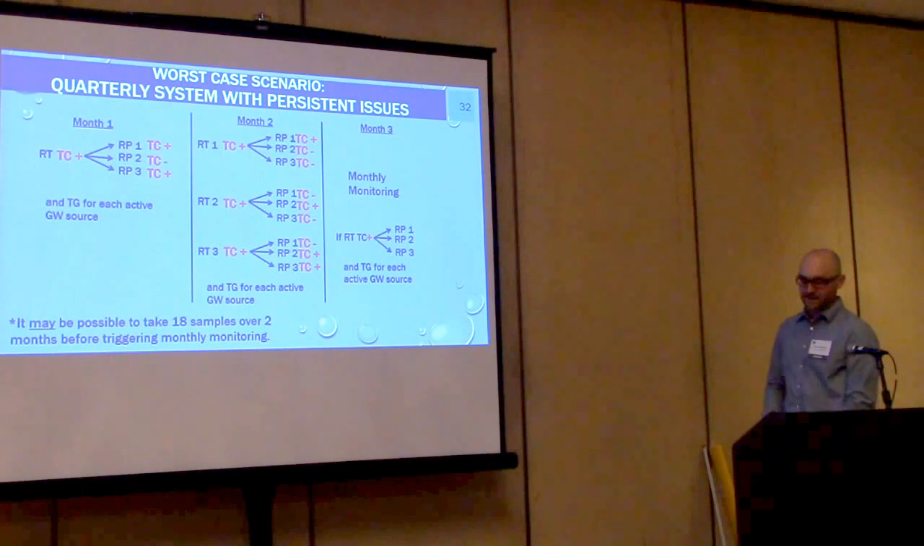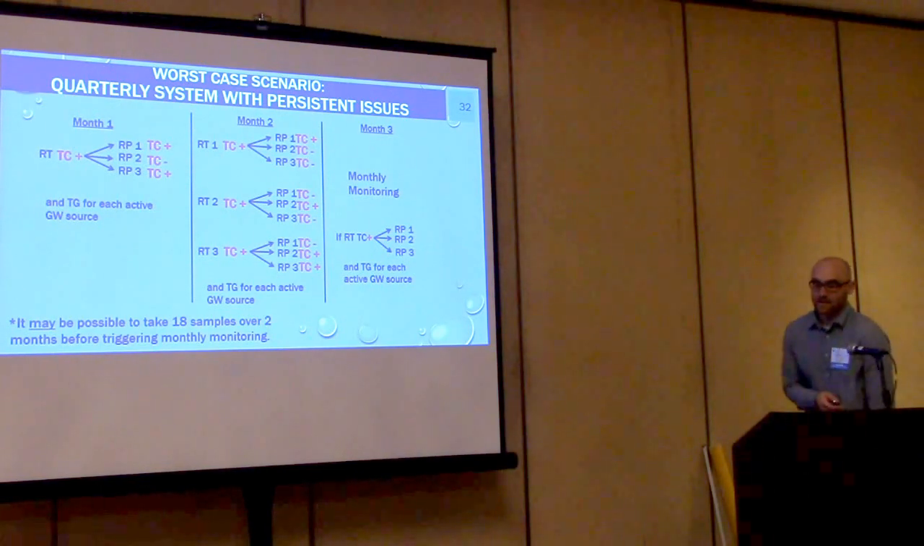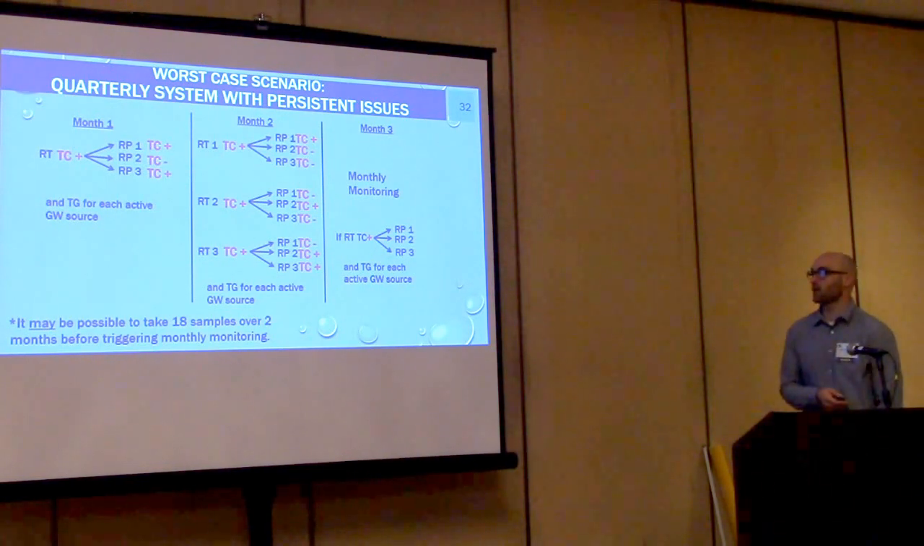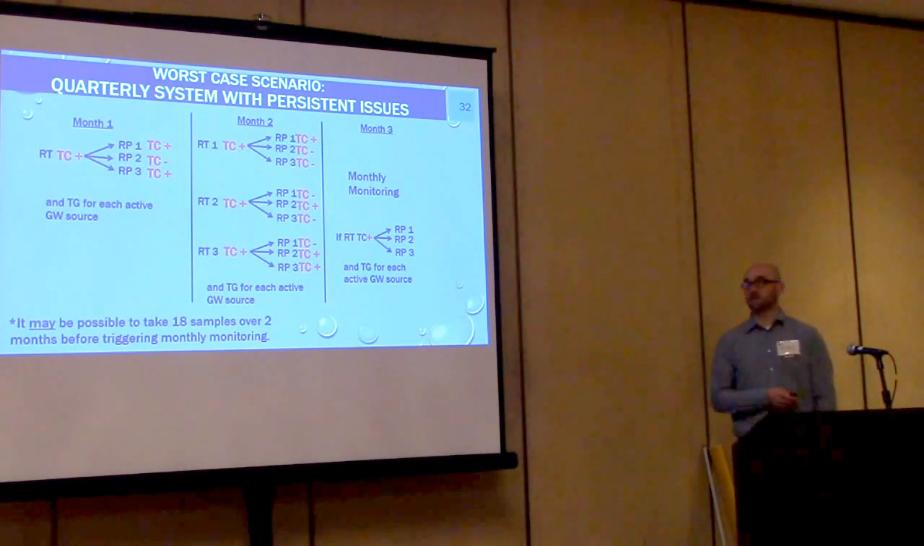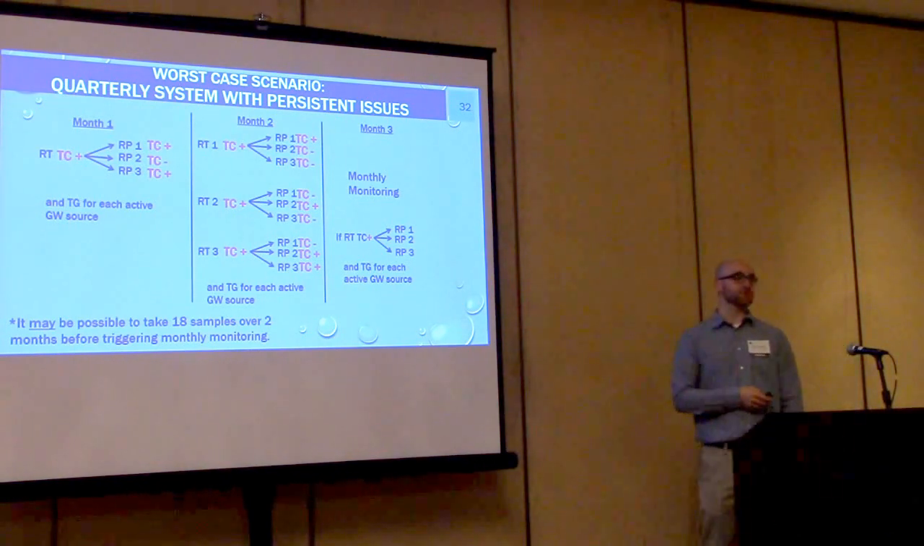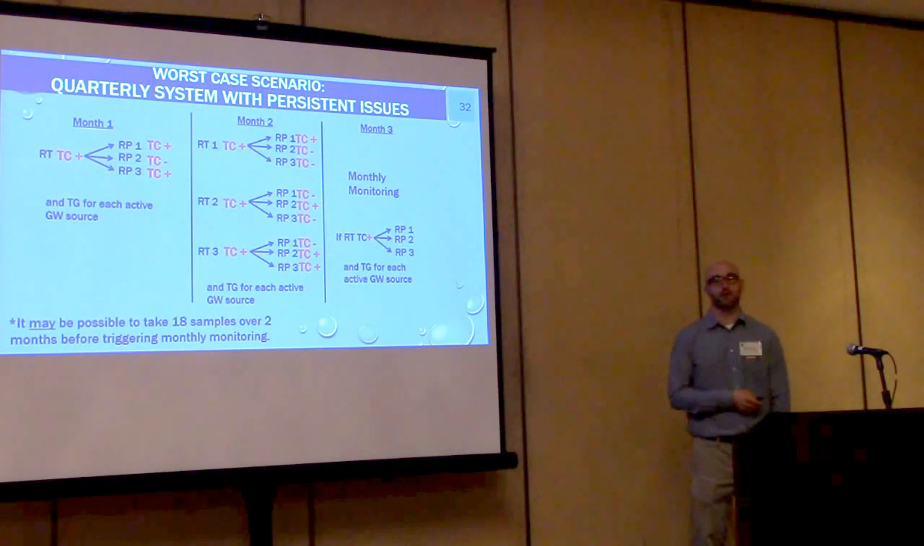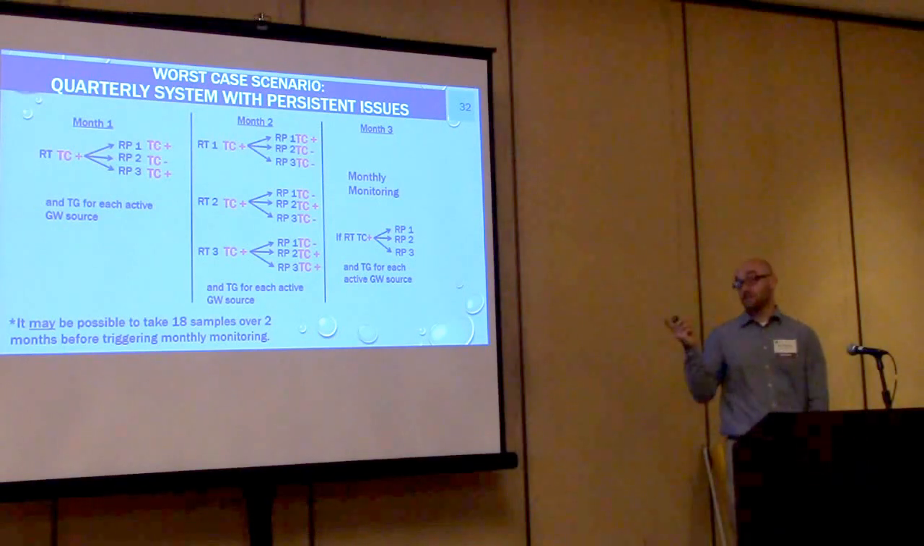This is a worst case scenario. This is, let's call it a small campground with a bathhouse, right? There's a chance that a small system on quarterly monitoring will have to take at least 18 samples within a 2-month period before it's required to sample monthly and kind of gets out of this cycle of confusion, right? We do see this happening.